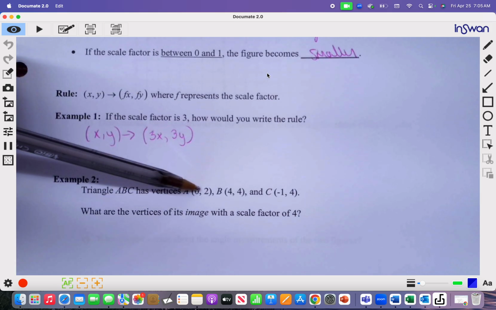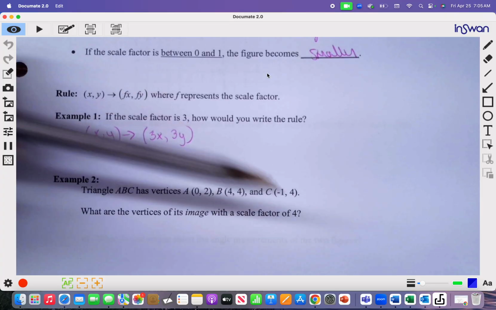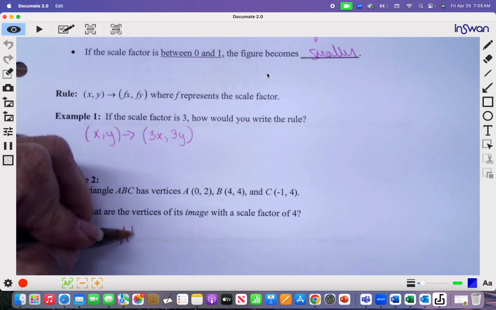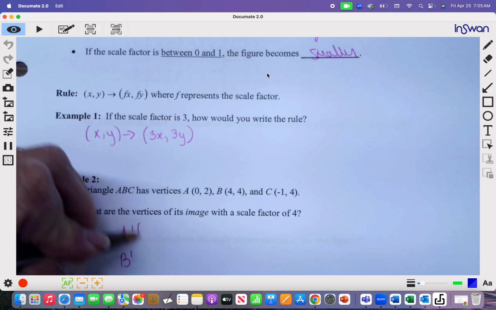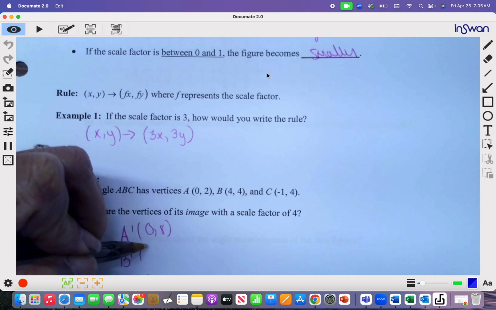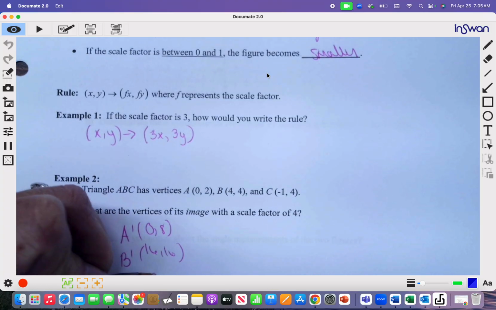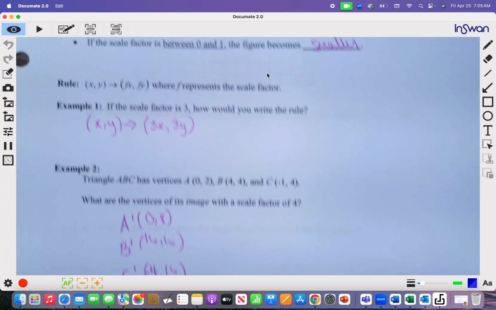If we have these original vertices, so these are the pre-image, and we want to know what the vertices of the image are with a scale factor of 4, we're going to say A prime, B prime, C prime, and just multiply everything by 4. So we have 0, 8, we have 16, 16, and we have negative 4, 16.